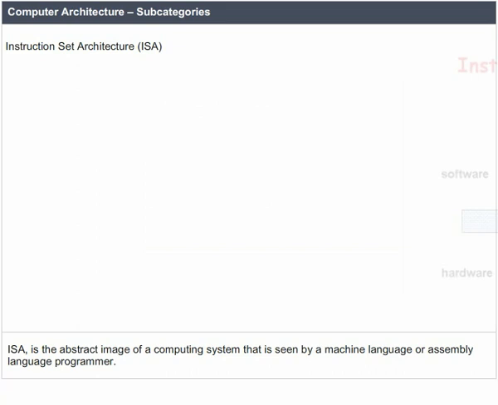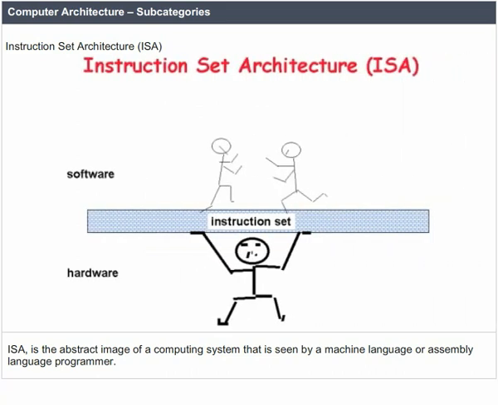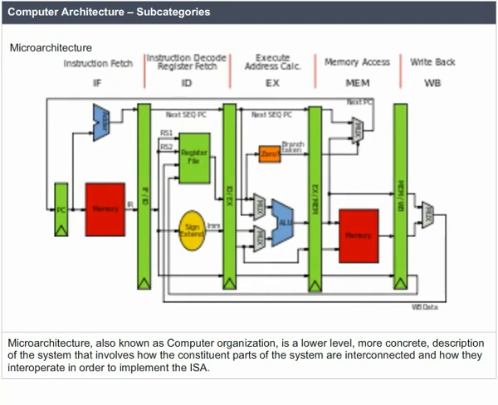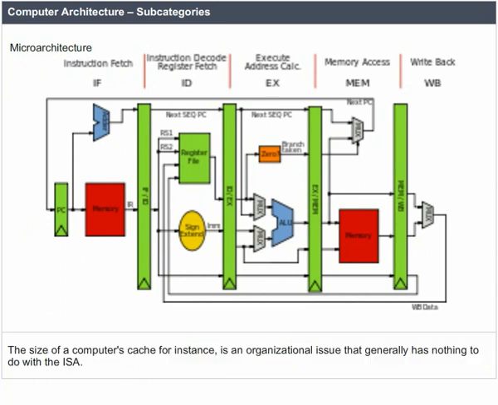Instruction set architecture. ISA is the abstract image of a computing system that is seen by a machine language or assembly language programmer. It includes the instruction set, memory address modes, processor registers, and address and data formats. Microarchitecture, also known as computer organization, is a lower-level, more concrete description of the system that involves how the constituent parts of the system are interconnected and how they interoperate in order to implement the ISA. The size of a computer's cache, for instance, is an organizational issue that generally has nothing to do with the ISA.